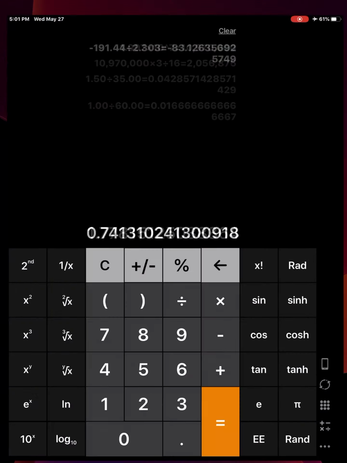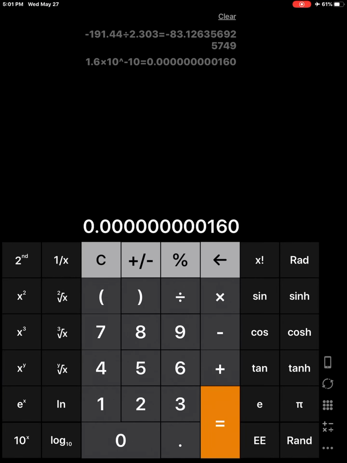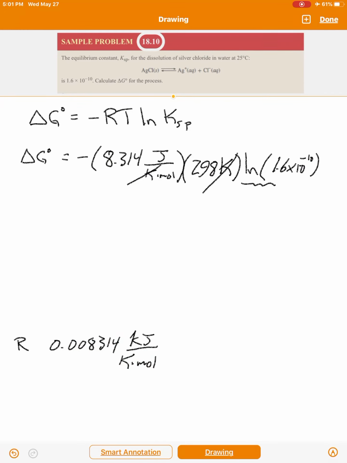The only trick here is just make sure you know how to use your calculator, taking the natural log of the KSP. 1.6 times 10 to the minus 10. The natural log of that is negative 22.556. Negative 22.556. So that would be minus 8.314 times 298 times negative 22.556. And then that's going to be in joules per mole. Okay?